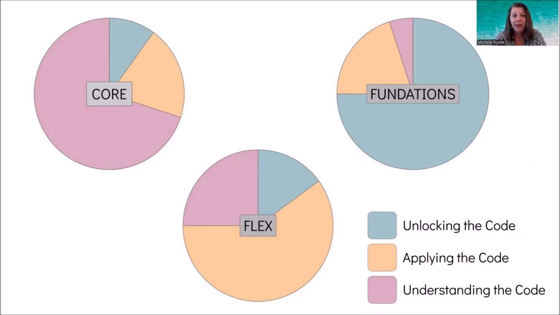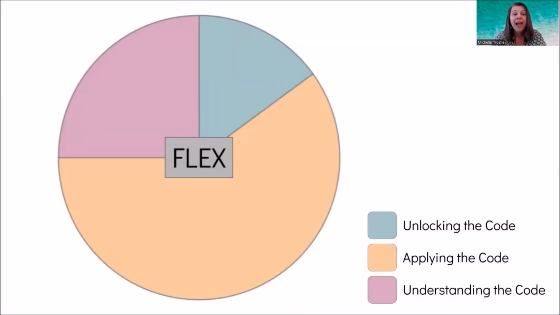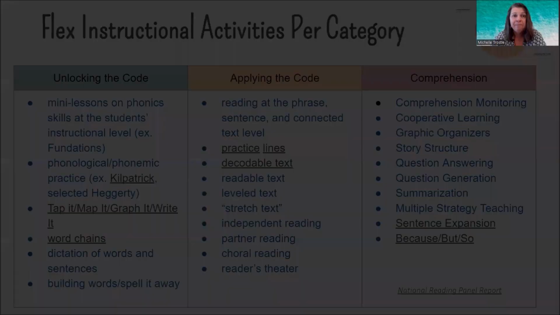on applying the code. As we apply the code during flex time, we're going to be thinking about supporting students in unlocking new words that they may see in their reading. We're going to spend a lot of time reading connected text with students, having students read using their voices, and then we're going to spend some time understanding that connected text that students have read, because the point of reading is always making of meaning.